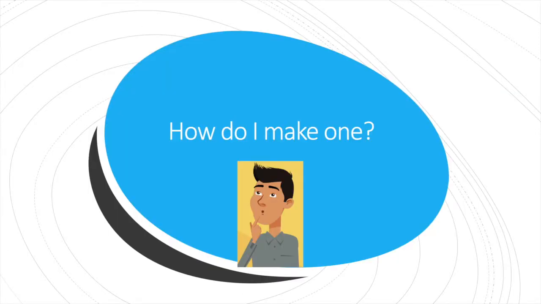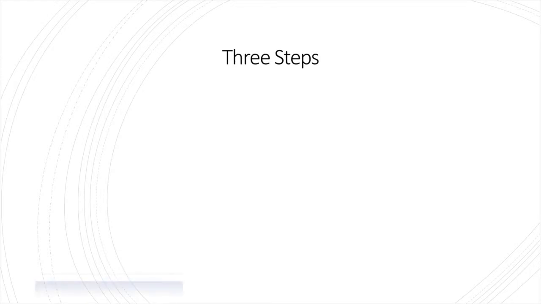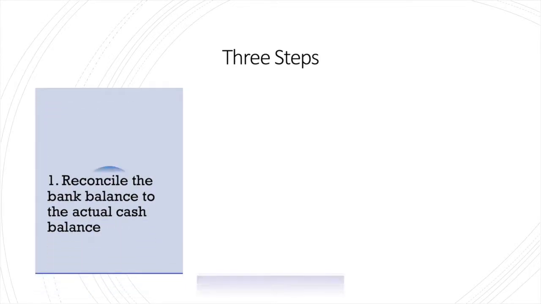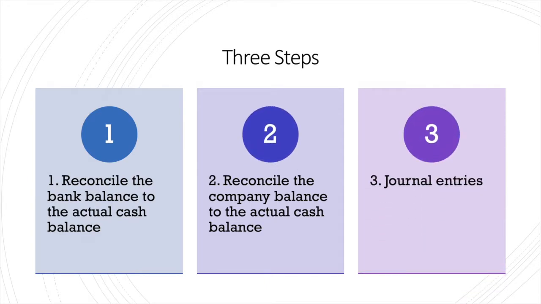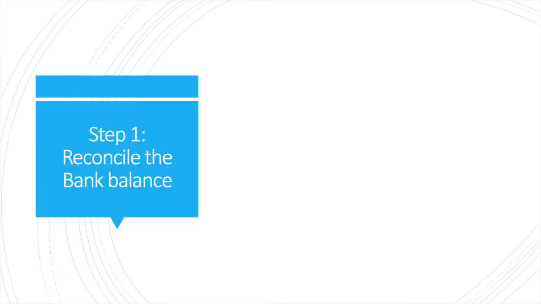How do I make one? There are 3 steps in creating a bank reconciliation. 1. Reconcile the bank balance to the actual cash balance. 2. Reconcile the business's balance to the actual cash balance. 3. Adjust the business book balance to the actual cash balance, which is journal entries. Step 1. The bank balance.